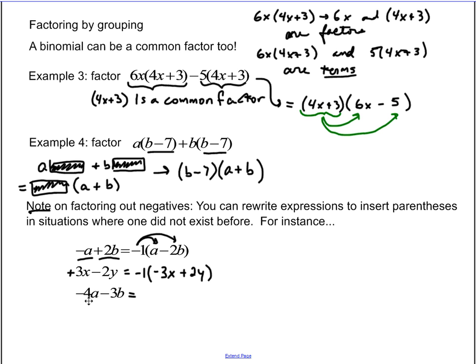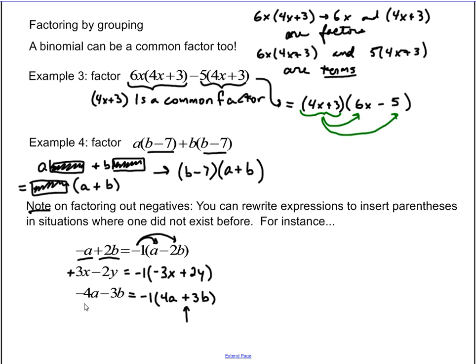All right, let's take our negative 4a minus 3b. How about that one? Well, if I factor out negative 1, I can definitely see that negative 1 times 4a gives me negative 4a. And negative 1 times positive 3b gives me negative 3b. And you do want to keep the plus sign. Don't ignore it, right? Because otherwise you're saying that 4a would be multiplied by 3b. That's not the case at all.